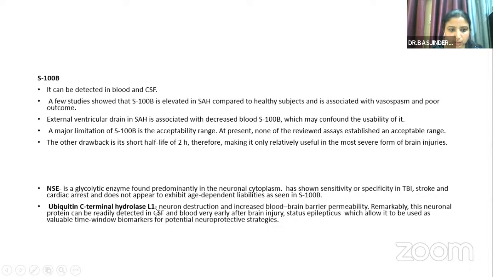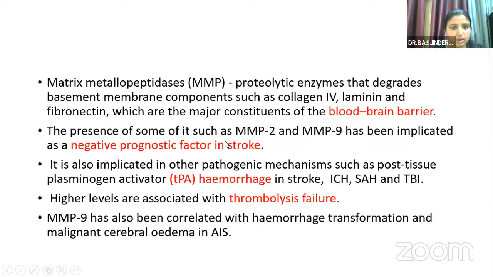Ubiquitin C-terminal hydrolase L1, as we learned, is formed by neurodestruction at increased blood-brain barrier permeability. This can be readily detected in CSF and blood very early after brain injury. And the last one, metallopeptidase. This is also a proteolytic enzyme, and we have learned that it is released when there is blood-brain barrier damage.